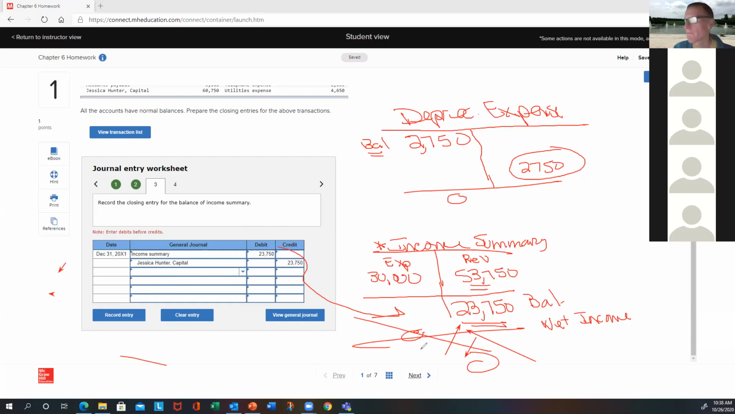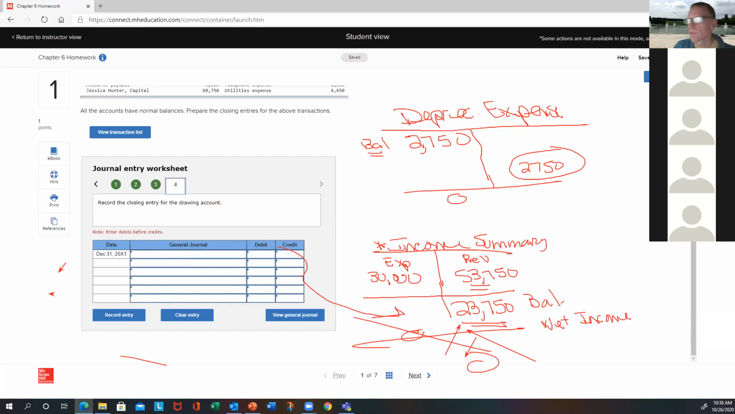Income summary is closed out, and now we've just done the first 3 steps, first 3 entries. So we will be at a point where we hit record entry, where the last step would just be to close out if it's drawing.